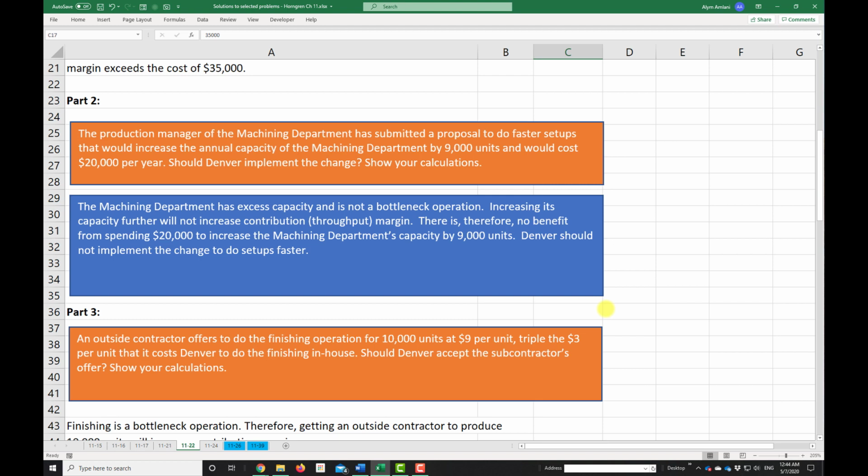Okay? So the answer here is that the machining department has excess capacity. It is not a bottleneck operation. Increasing its capacity further will not increase contribution. There is therefore no benefit from spending $20,000 to increase the machining department's capacity by 9,000 units. Even if it was only $1 to do this, it wouldn't make sense to do so because we don't have a problem with capacity in the machining department.